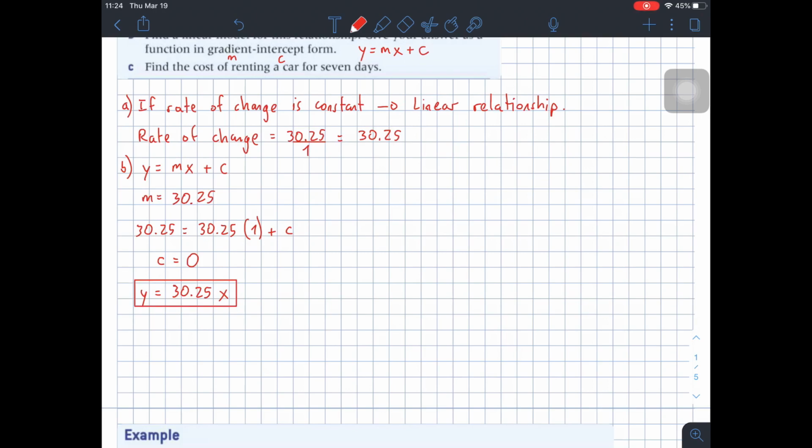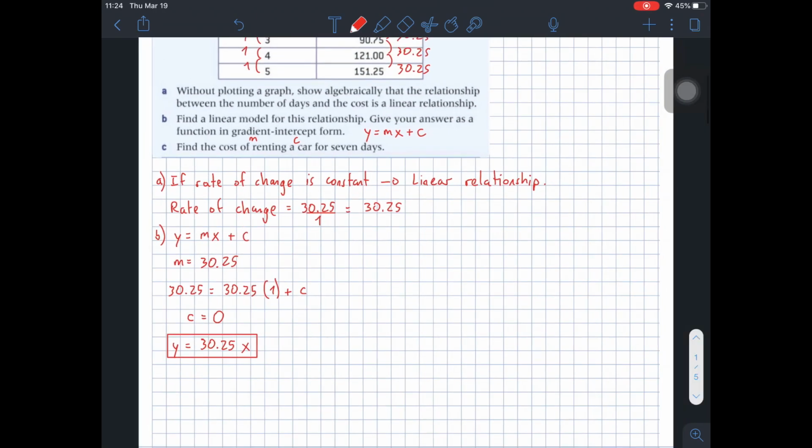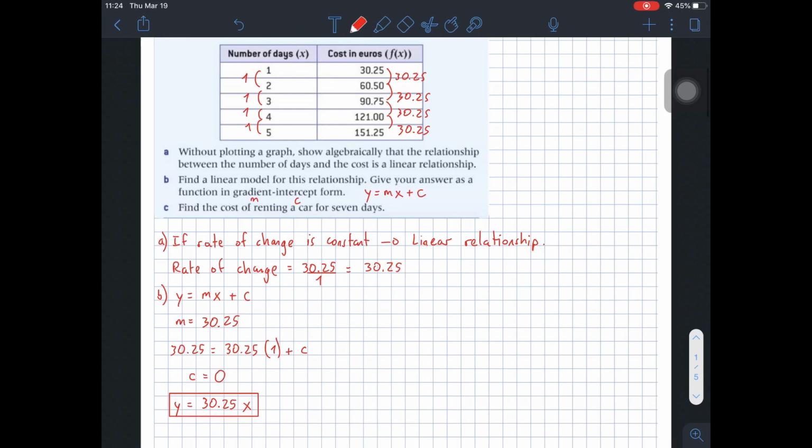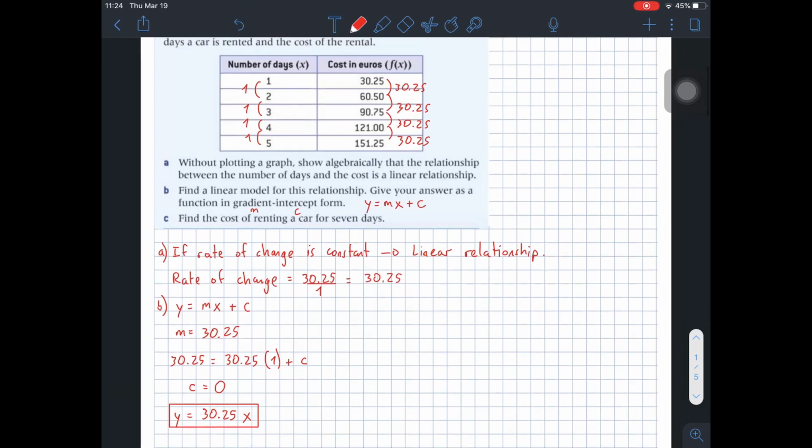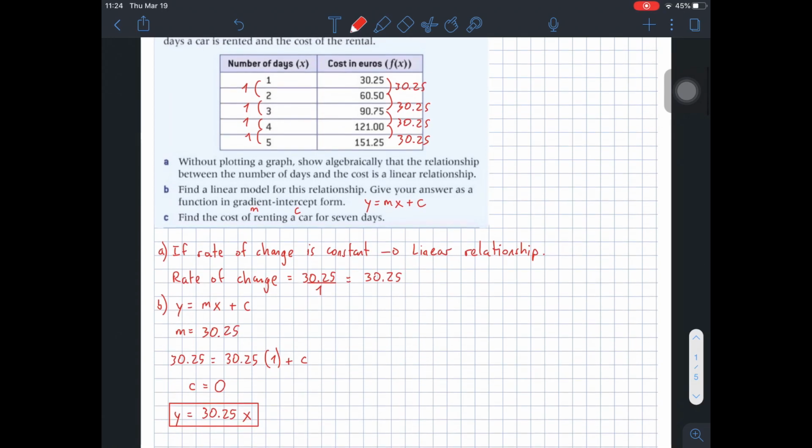Which, if you think, makes sense, right? Because how much will the cost of the car be if I rent the car for 0 days? If I rent the car for 0 days, the value of x would be 0, so the cost would be 0, which is logical, right?